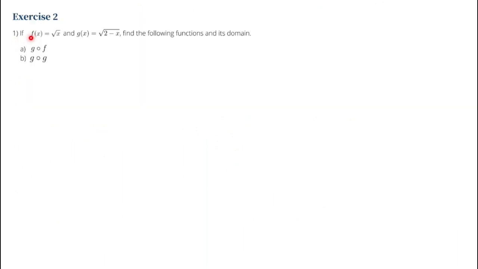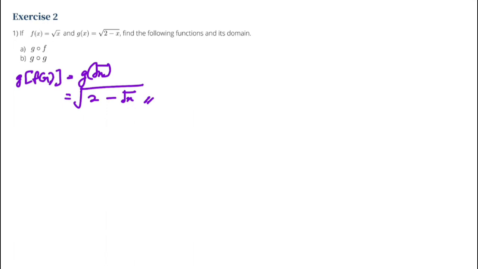Let's look at this question. Given f is square root of x, g(x) is square root of 2 minus x, we need to find g composite f and also g composite g and their domains. For the first one, we have to find the function g composite f, which is equivalent to the function of g, and our f is square root of x. So we need to substitute square root of x inside the function of g. So we have here 2 minus square root of x. So this is g composite f.